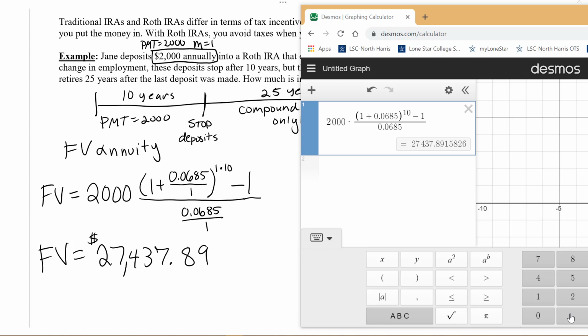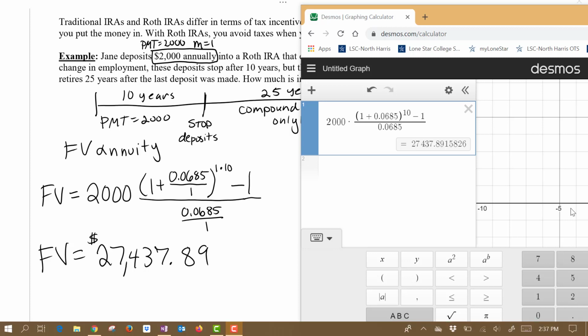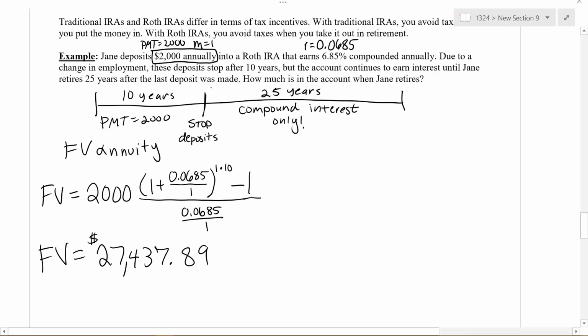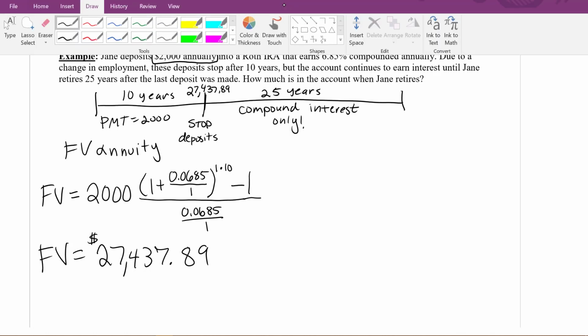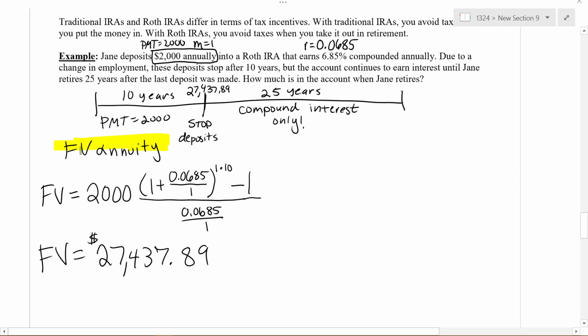$27,437.89. All right, so I'm just going to copy that down here. Now that's not our final answer yet. That's what happens during the first 10 years. So at the end of the first 10 years, this is how much we have sitting in that account. So for the first 10 years, it's a future value annuity. After that, she said stop making payments, stop making deposits, and then for 25 years, the money just sits in there. Now, this money right here is being redeposited into this compound interest account.